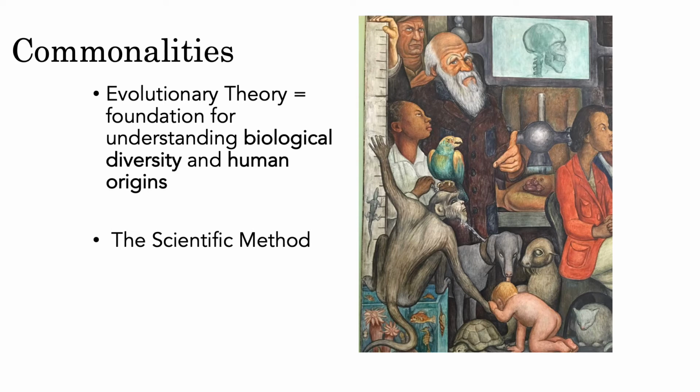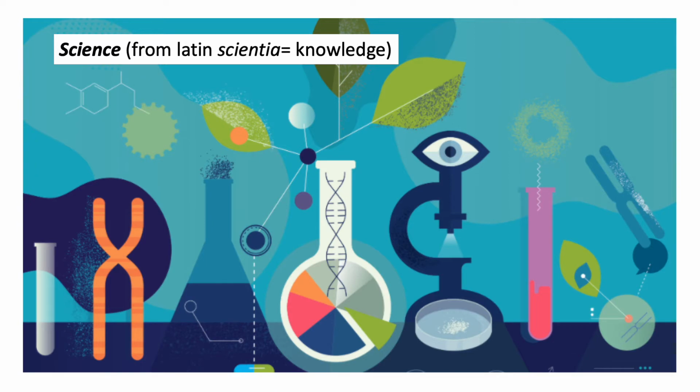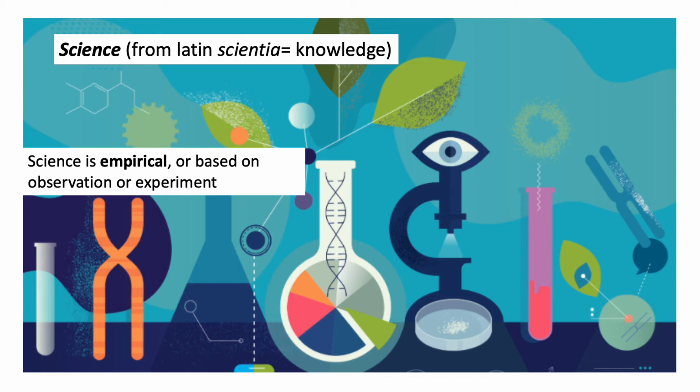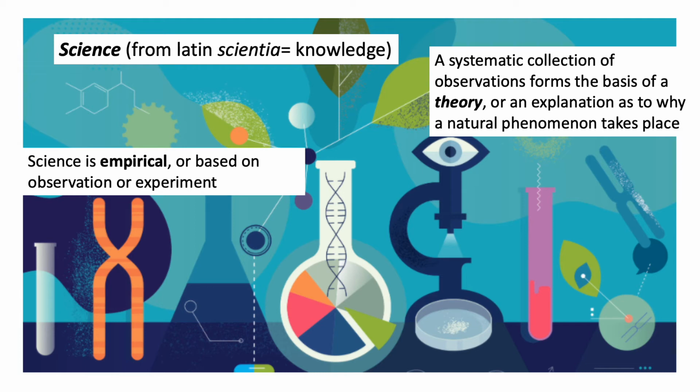What unifies all of these fields of study is the use of evolutionary theory as a means of understanding biological diversity and the origins of humans, as well as the use of the scientific method to generate new knowledge. Physical anthropology is a science. The word science comes from Latin and translates to knowledge. Knowledge is developed through the collection of empirical data derived from direct observations or experiments. A systematic collection of observations forms the basis of a theory, such as the theory of evolution, or an explanation as to why a natural phenomenon takes place.